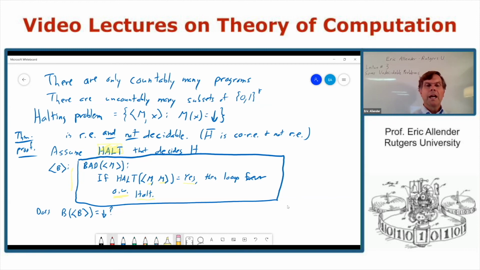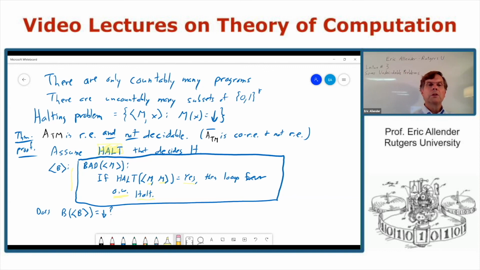Let's look at A sub TM. We're going to claim that this is recursively enumerable, computably enumerable, and not decidable, which means that its complement, the complement of A sub TM, is co-RE and not RE.